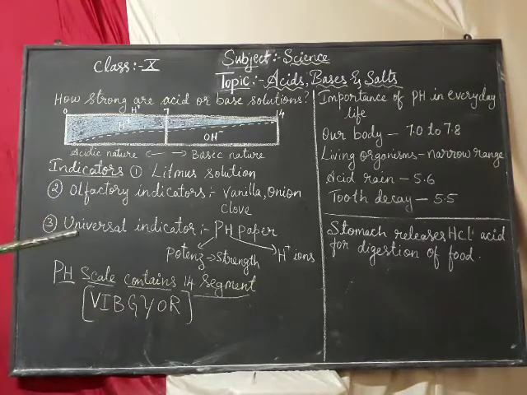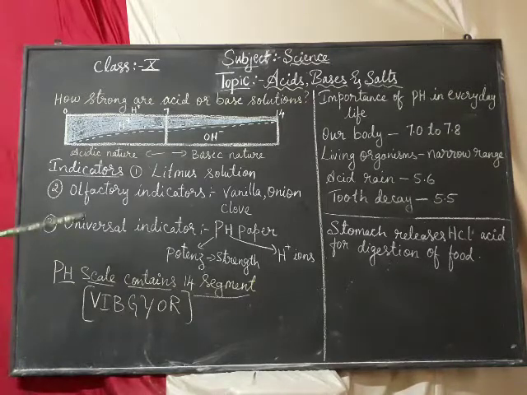As I said in the previous class, with the litmus paper we can say whether it is an acid or a base. But that litmus paper will say only whether it is an acid or a base, and how strong it is, we don't know.